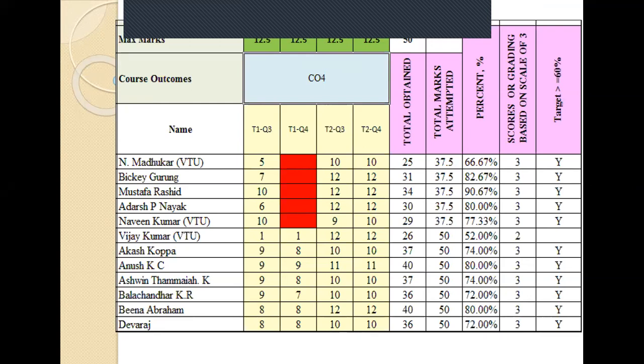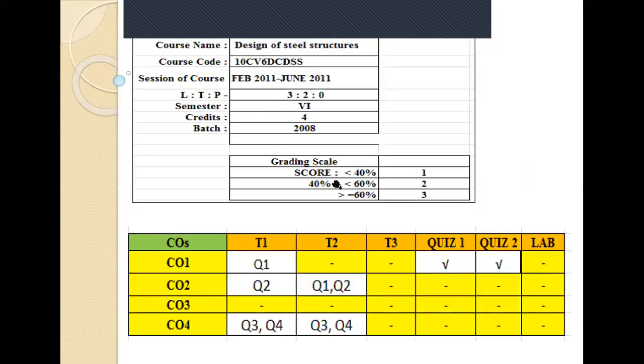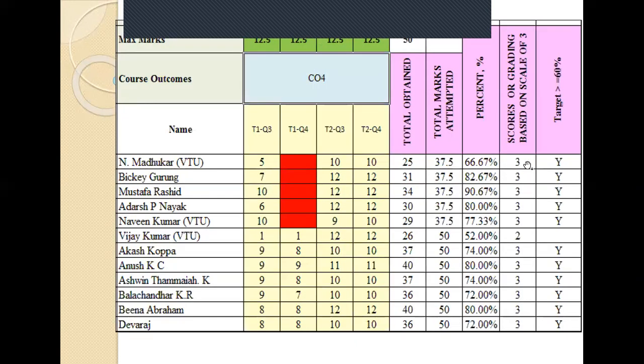Now, based upon this, we want to give some grades. So how are the grades going to be given? Because we have already taken a scale. As per the scale we discussed, more than 60% is considered as 3. So here automatically the 3 is considered. Similarly, take one student, Vijay Kumar. He attempted all the 4 questions. Out of the 4 questions, he got 26. So the total marks attempted become 50, and the percentage dropped to less than 60.